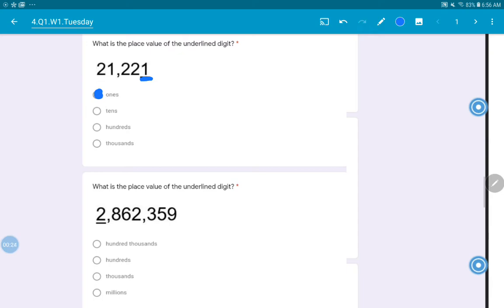On the second question, it's asking you the place value again, but this time the digit 2. So we've got to figure out which place value that's in. We have the ones, tens, hundreds, thousands, 10,000s, 100,000s. So the digit 2 is in the millions place value. It has a value of 2 million.